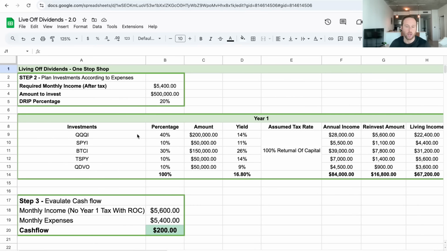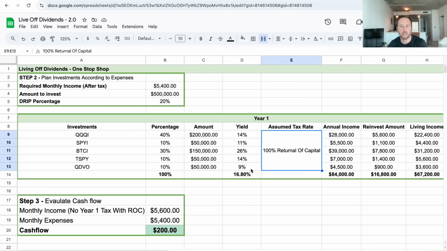Now, I want to call out that I built two sheets for this. One sheet is going to account for taxes, if you are investing in covered call products that provide 100% return of capital. And for the most part, a lot of the ETFs that we talk about on this channel, a lot of them pretty much are 100% return of capital.